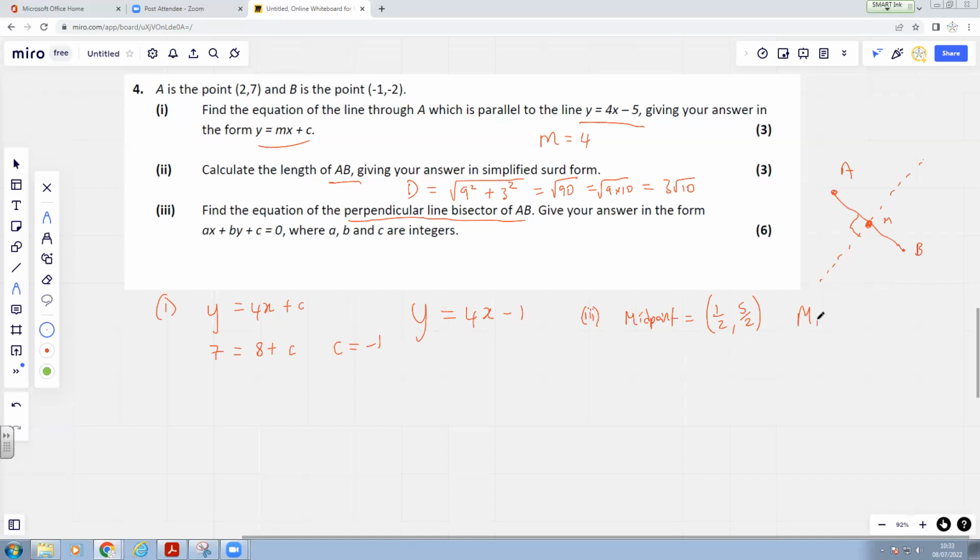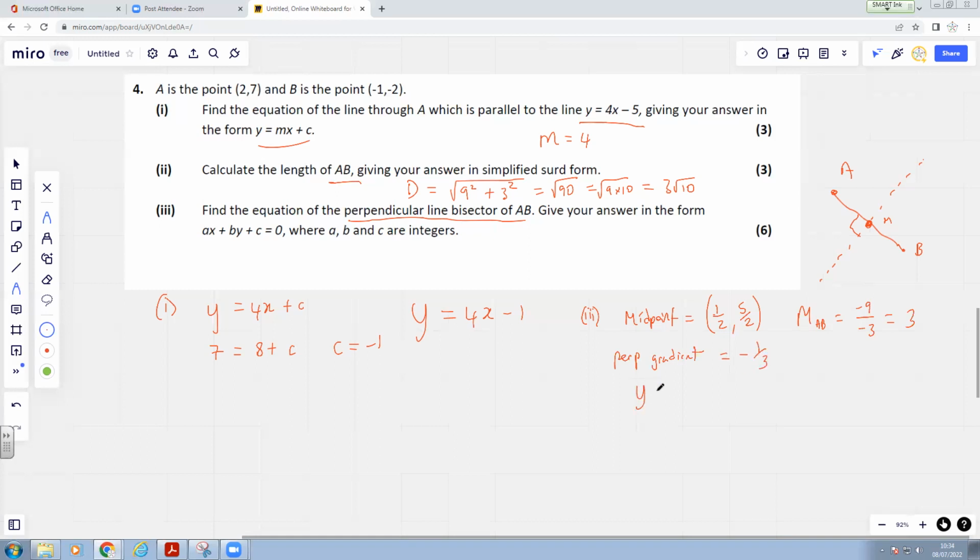Now the gradient of AB, that's going to be change in y, which is, well, minus 2 minus 7, which is minus 9, over minus 1 minus minus 2, which is minus 1. Sorry, did I say minus 1 minus minus 2 there? Let's do it again. I did minus 2 minus 7, which is minus 9, and then minus 1 minus 2, which is minus 3. And so I get a gradient of 3. It never hurts to actually draw the points on a quick sketch so you can get the sign right. Therefore, the perpendicular gradient is going to be minus a third.